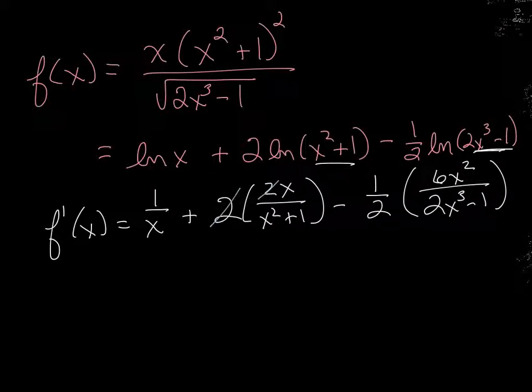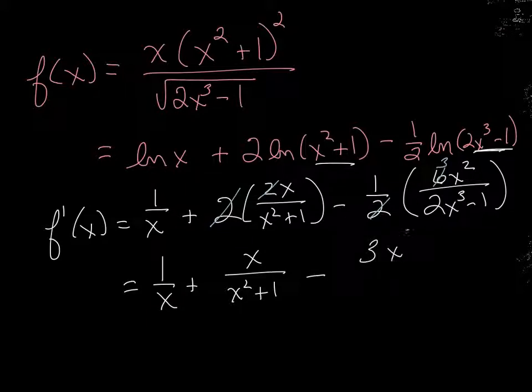That cancels, and that cancels to a 3. So we get 1 over x plus x over x squared plus 1 minus 3x squared over 2x cubed minus 1 as our derivative.